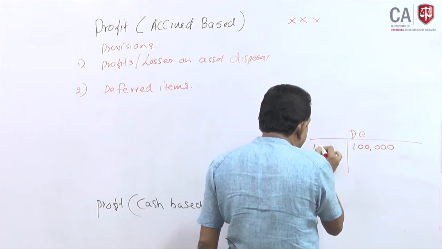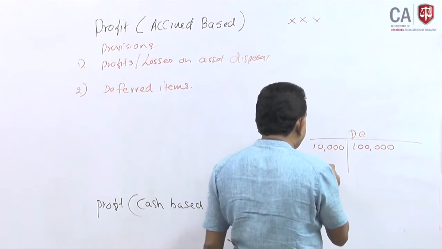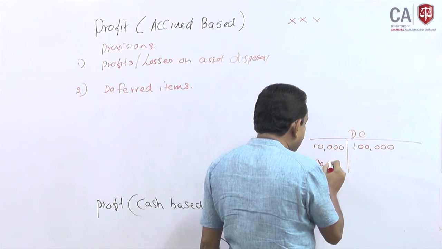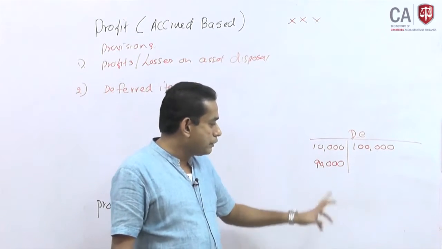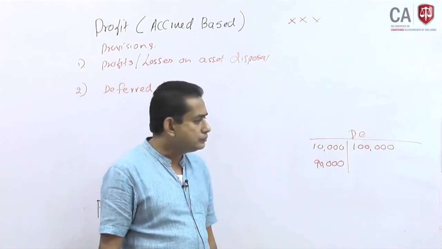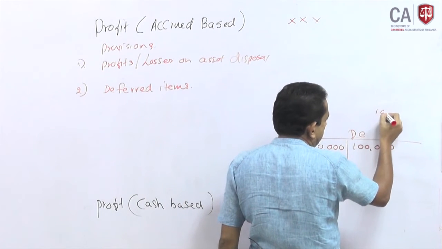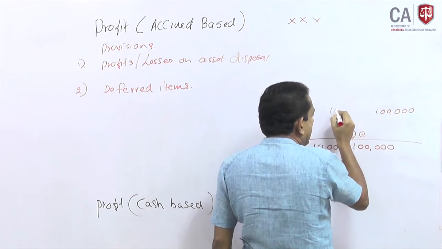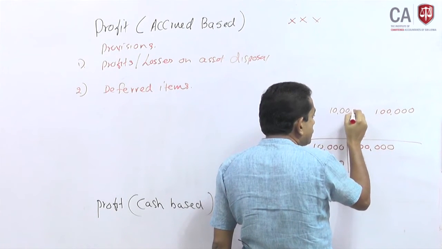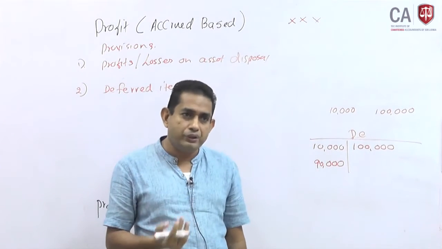So, during the current year, we have added to the current year profit only 10,000. The balance 90,000 still remains in deferred revenue. Your total cash receipt is 100,000 rupees. 10,000 only has been added to the current year profit though.